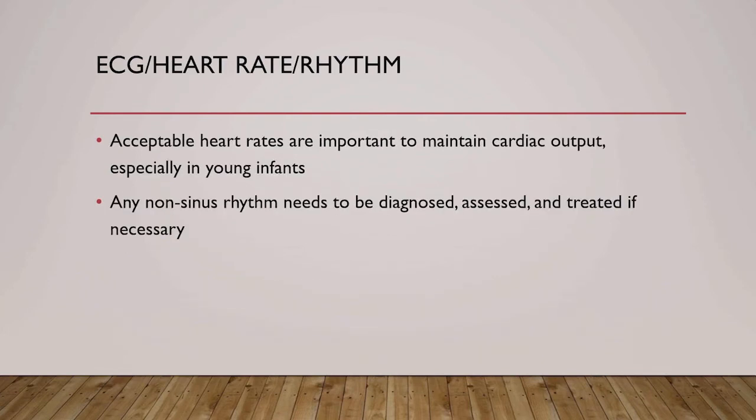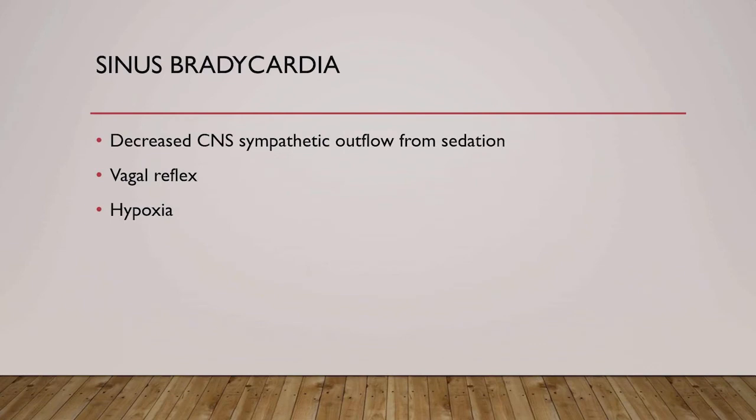The acceptable heart rates are important to maintain cardiac output, especially in young infants. And any non-sinus rhythm needs to be diagnosed, assessed, and treated if necessary. So when you monitor the ECG, you may note that the heart rate is too slow. That is bradycardia, sinus bradycardia. Then what are the causes? It can be due to a decrease in the CNS sympathetic outflow from the sedation effect, or you are stimulating a vagal reflex that causes a sinus bradycardia, or the patient is hypoxic.